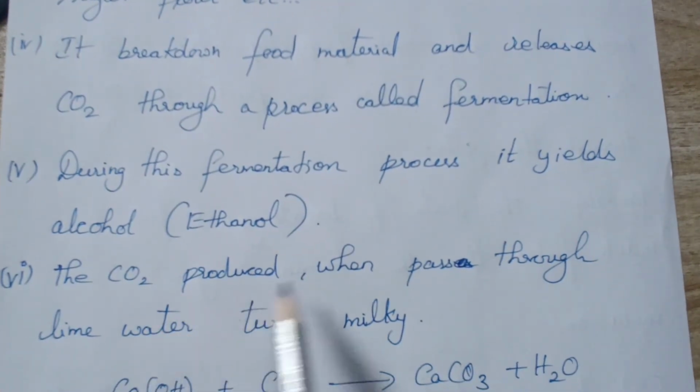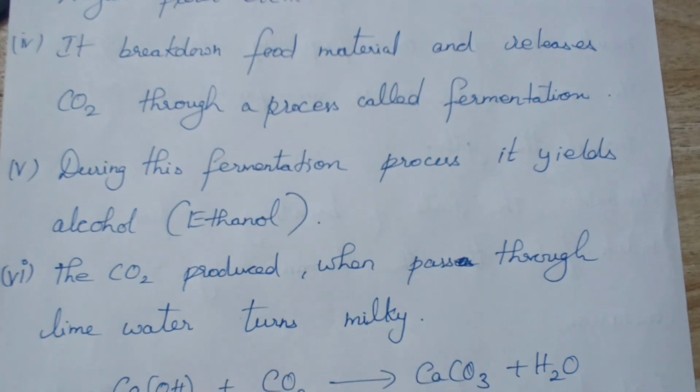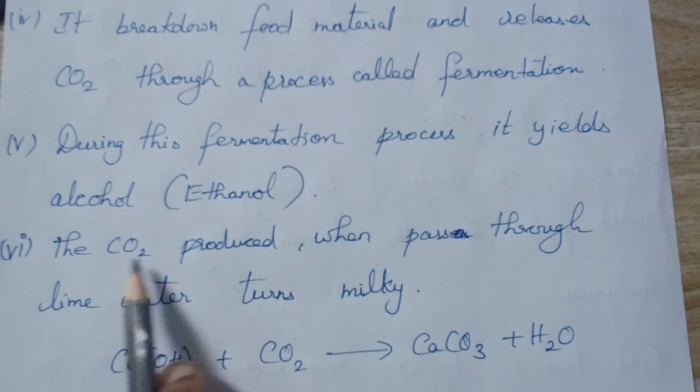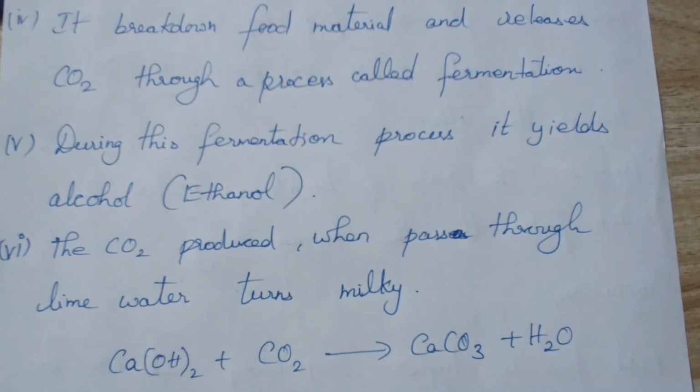The CO2, when passed through the lime water, turns milky. So we have proved that the gas produced from that fermentation process is CO2. How will you confirm that? When this CO2 is passed over this lime water, it turns milky. From this we can conclude that CO2 is produced from the fermentation process. Okay, clear on this? I hope you understand.